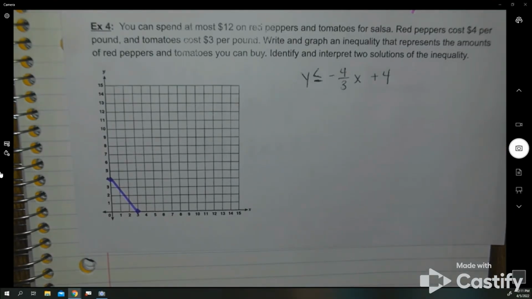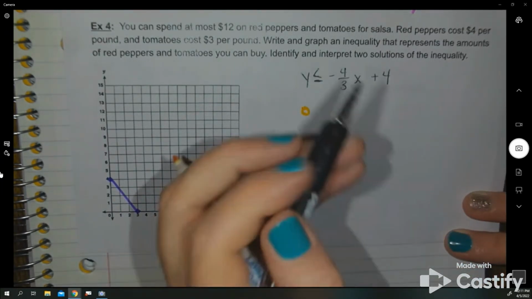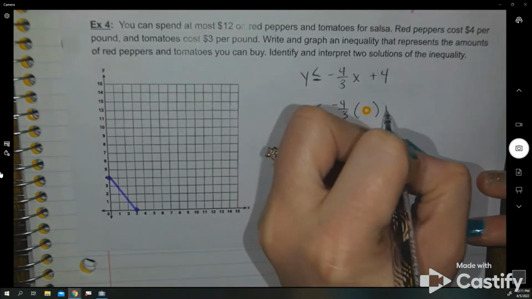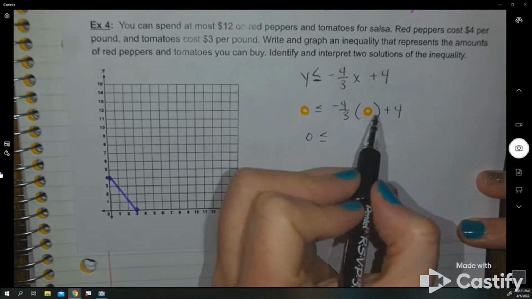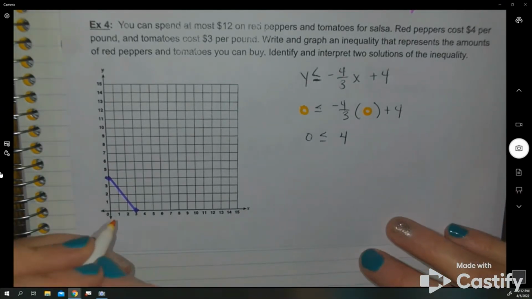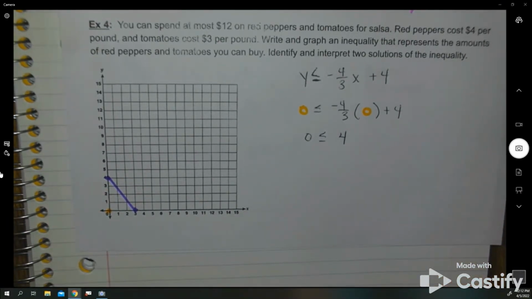Okay, so if I'm looking at this and I test 0, 0, for example, so 0 is less than or equal to negative 4/3 times 0 plus 4. So 0 less than or equal to 0 plus 4. Is 0 less than 4? Yes, 0 is less than 4. So all of the points in this lower section down here would be solutions.